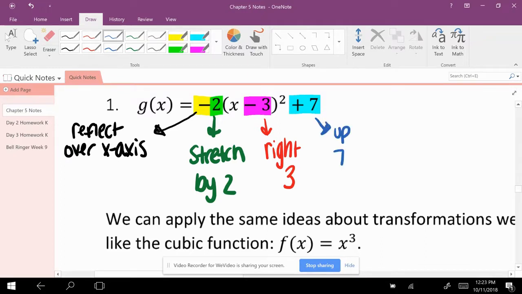Very good. Okay, so those are all the transformations of this function. I reflected over the x, which means that I went down. I stretched by 2, which means I got skinnier. I went right 3, and I went up 4. And we'll talk more about what each of those mean in a second here. You did go up 7. Oh, sorry, up 7. Thank you.